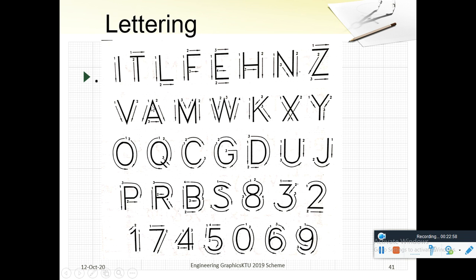This shows the strokes for obtaining clear letters. For A, first, second and third stroke. For B, first, second, third, fourth and fifth and so on.